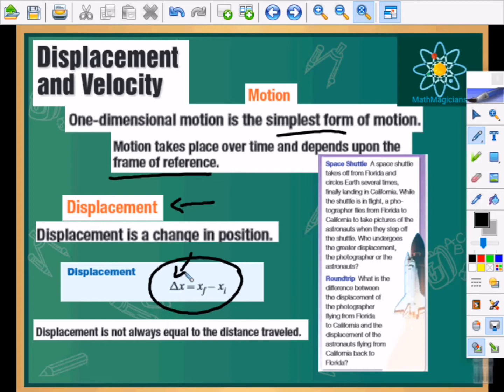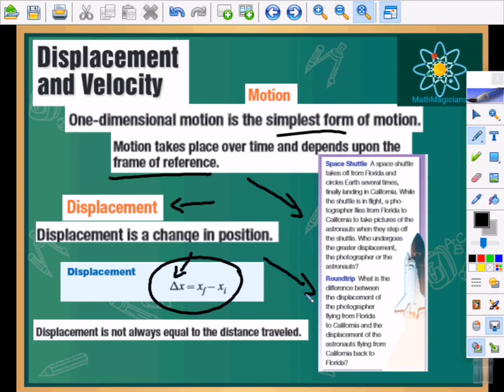Let's answer these two questions that you see here. It says, a space shuttle takes off from Florida and circles Earth several times, finally landing in California. While the shuttle is in flight, a photographer flies from Florida to California to take pictures of the astronaut when they step off the shuttle. Who undergoes the greater displacement, the photographer or the astronaut? Remember that both landed in the same place. That means that neither, because their displacement would be the same.